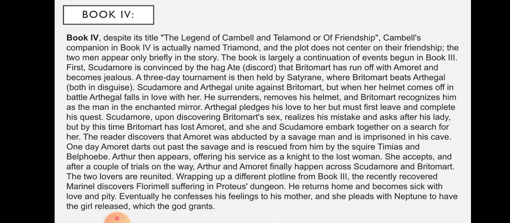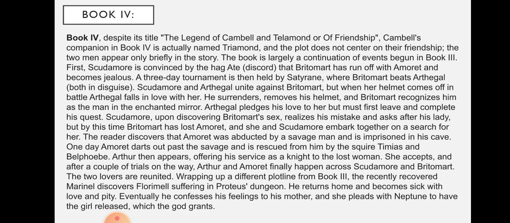So book fifth describes the legend of Artegall and Talus, or justice. Artegall's companion in book fifth is actually named Talus, and the plot does not center on friendship. The two men appear only briefly in the story. The book is largely a continuation of events begun in book third. First, Scudamore is convinced by the hag Ate, at a discord, that Britomart has run off with Amoret and becomes jealous.